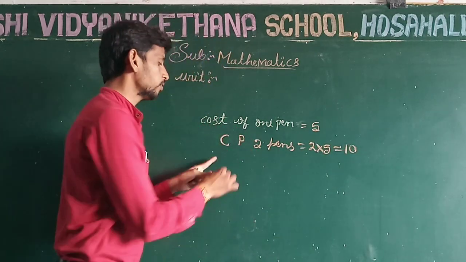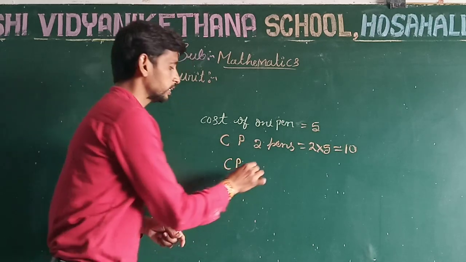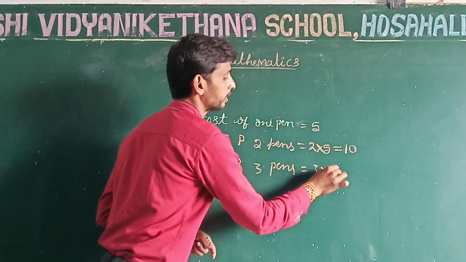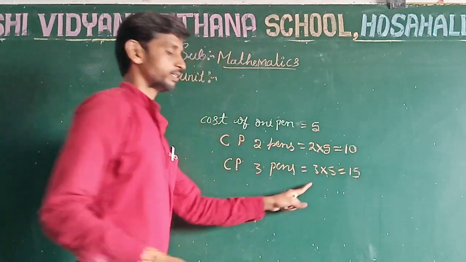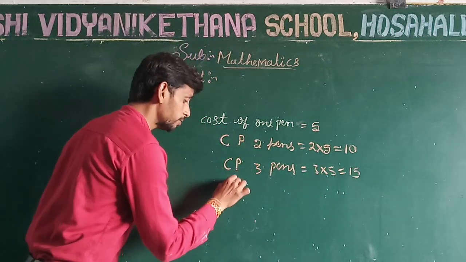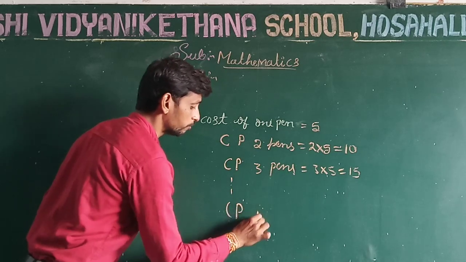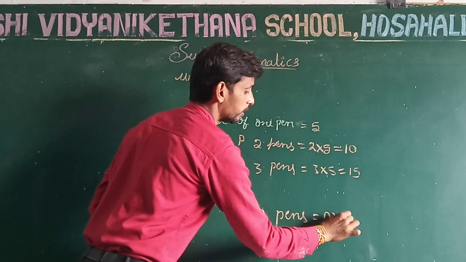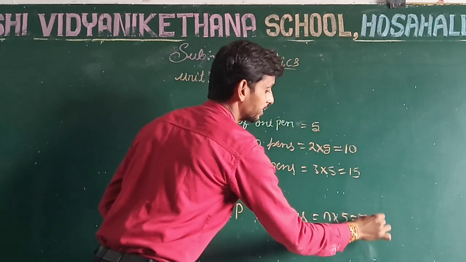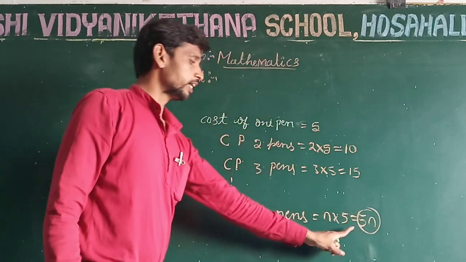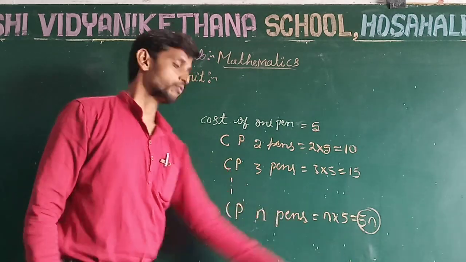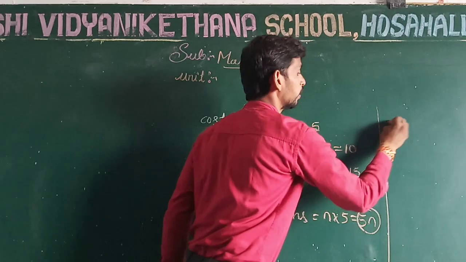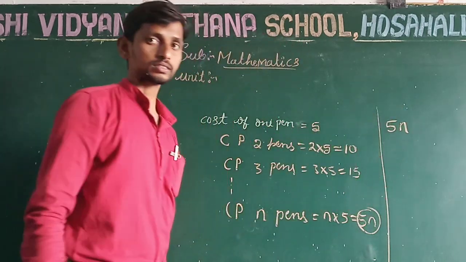Yes. And what is the cost price of 3 pens? 3 into 5, 15 rupees. Yes. Then same like that, what is the cost price of n pens? n into 5, 5n. So you heard that word, 5n. What do we call it?